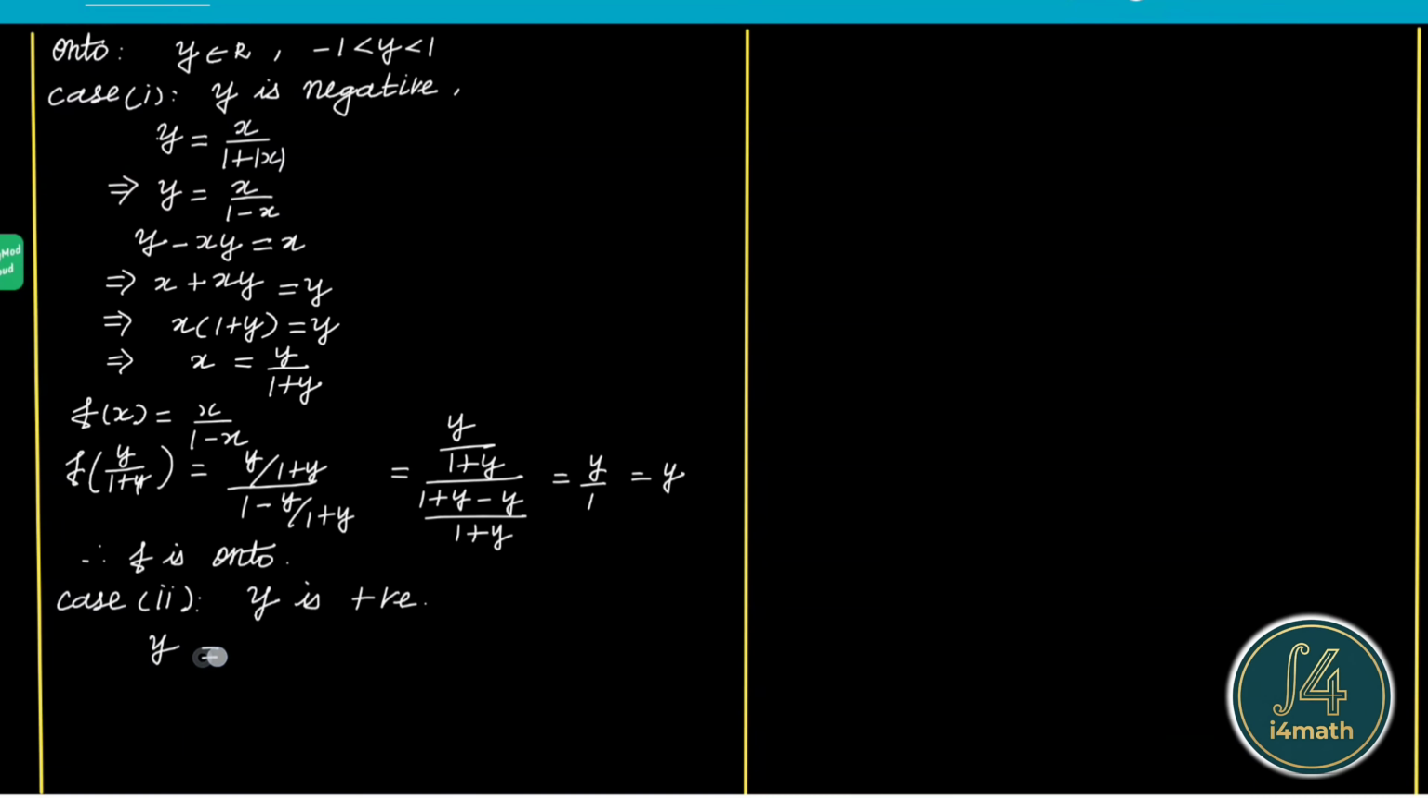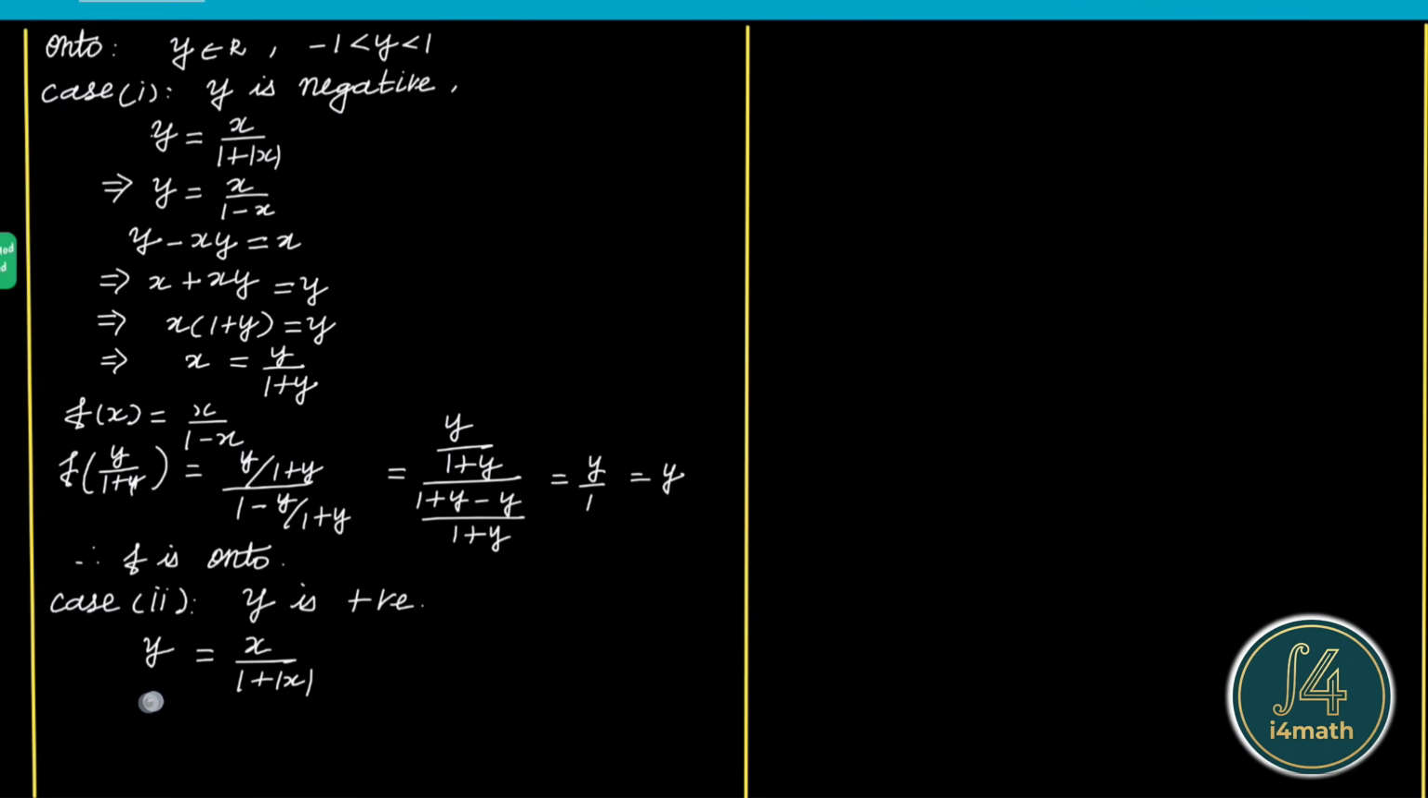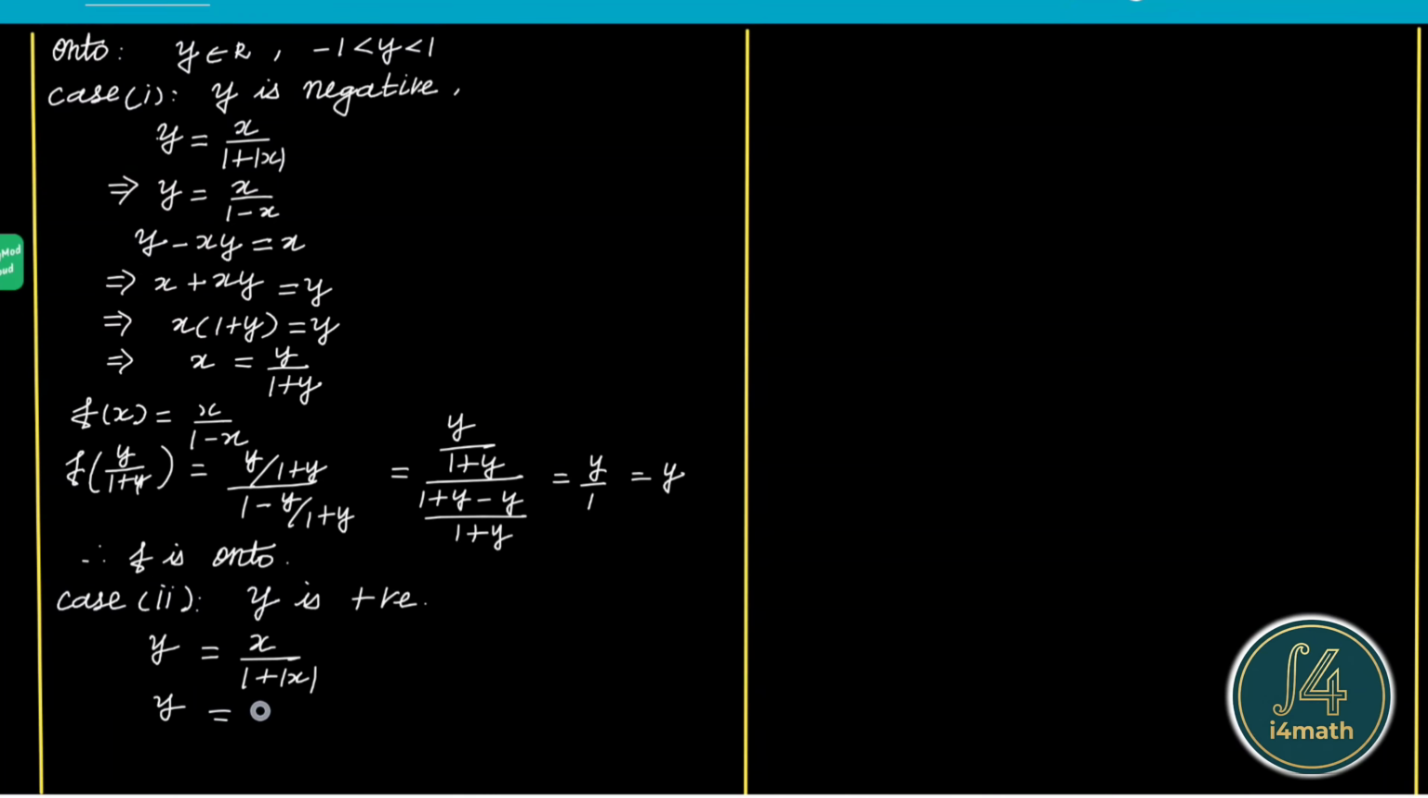Then y is equal to x divided by 1 plus modulus of x. Actually this is the given question. y is positive means this modulus of x should be positive. Otherwise there is a chance of getting a negative value also. So the modulus of x, obviously it should be positive. Numerator is positive and denominator is positive. So obviously y is positive. So y is positive means we can take modulus of x as positive. So y which is equal to x divided by 1 plus x.